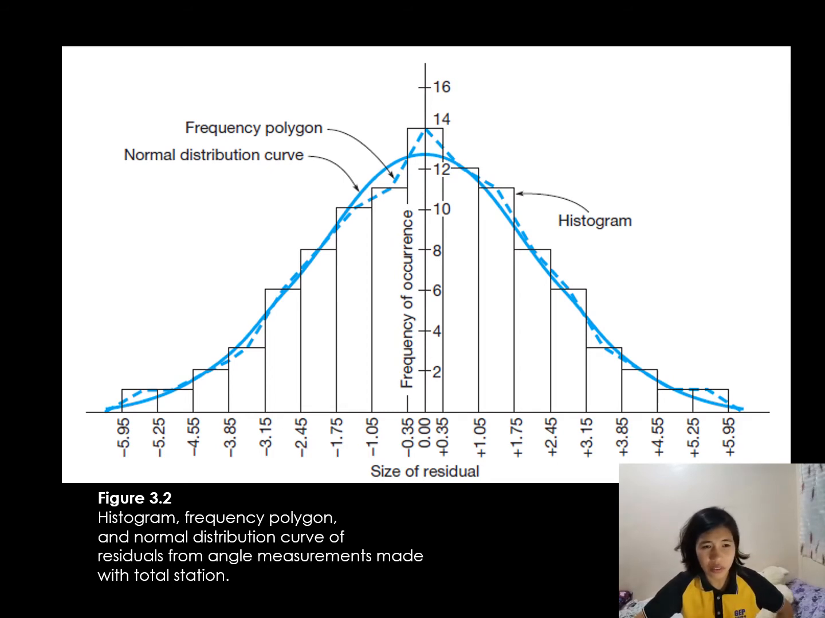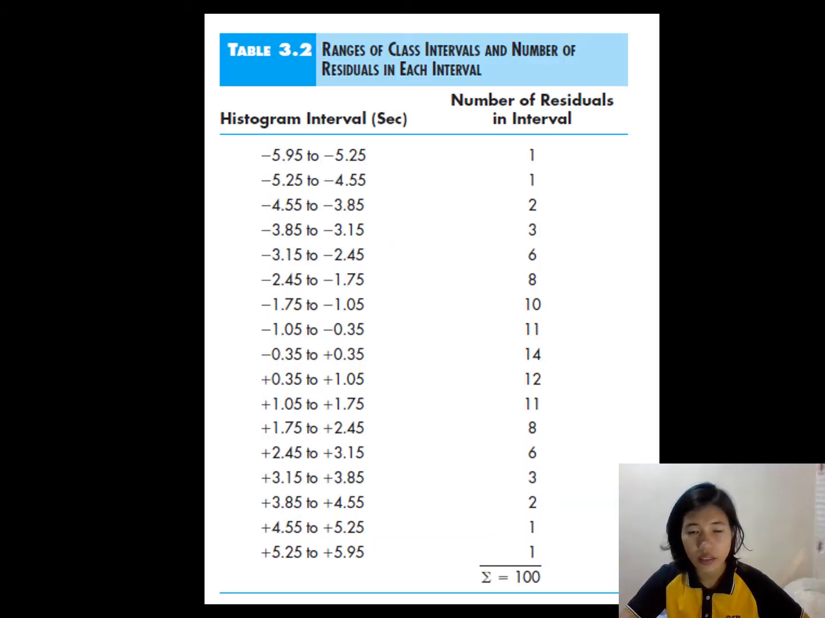So, this is the normal distribution na nakuha natin during the observation. So, as you can see, this is a histogram or a frequency polygon and a normal distribution curve of residuals from the angle measurement made with the total station. Yung residual, yung difference ni MPV and the individual observed angles. So, when I say normal distribution na, yung shape niya, naka-bell shape, yung kanyang value. Okay? So, these are the summation data kanina.